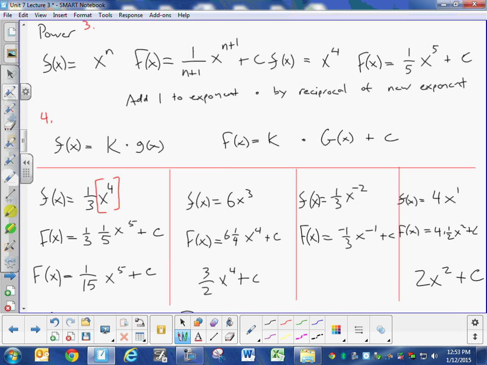How can you check to see if these answers are correct? Take the derivative. After you get every single antiderivative, you should be thinking, all right, if I took the derivative, 4 times 3 over 2, that's 6, x cubed, check. Okay?